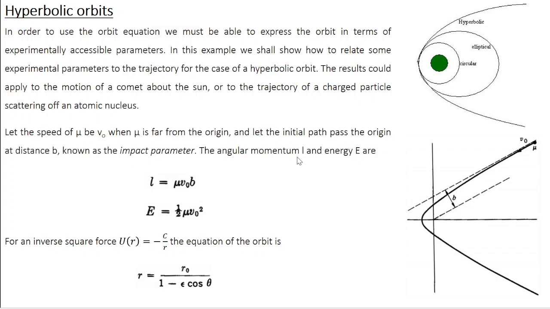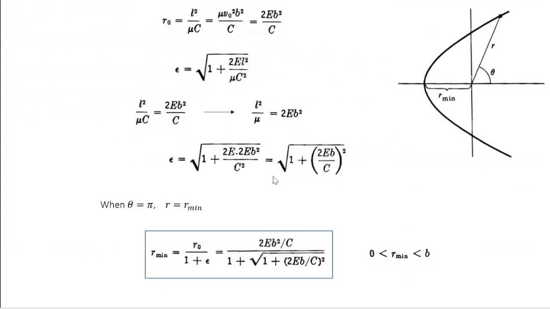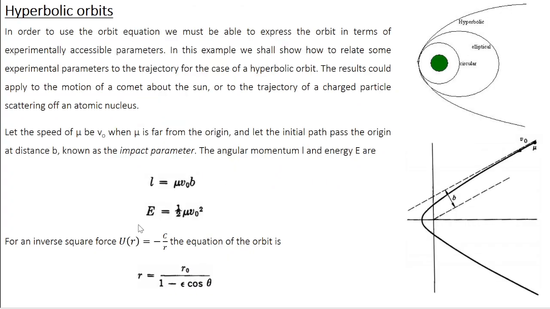The magnitude of the angular momentum L is given by mu v naught b, because v naught and b are perpendicular to each other, and the kinetic energy, capital E, is half mu v naught square. And this is the standard equation of the orbit.